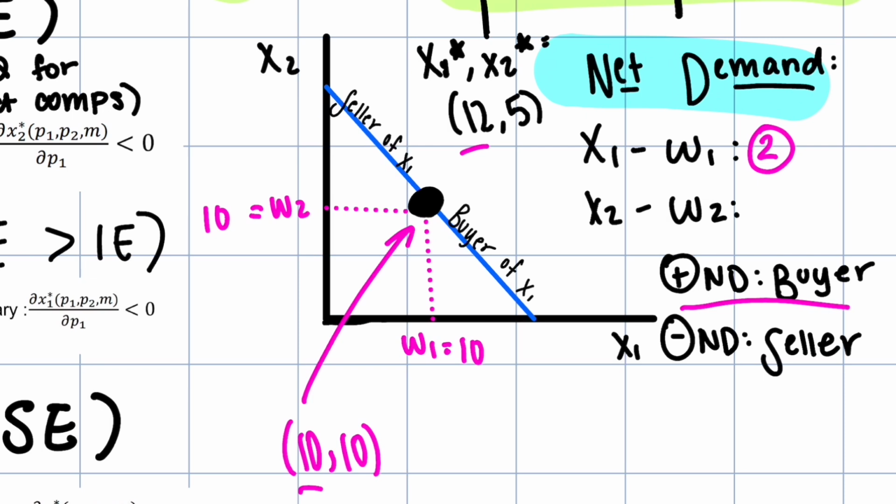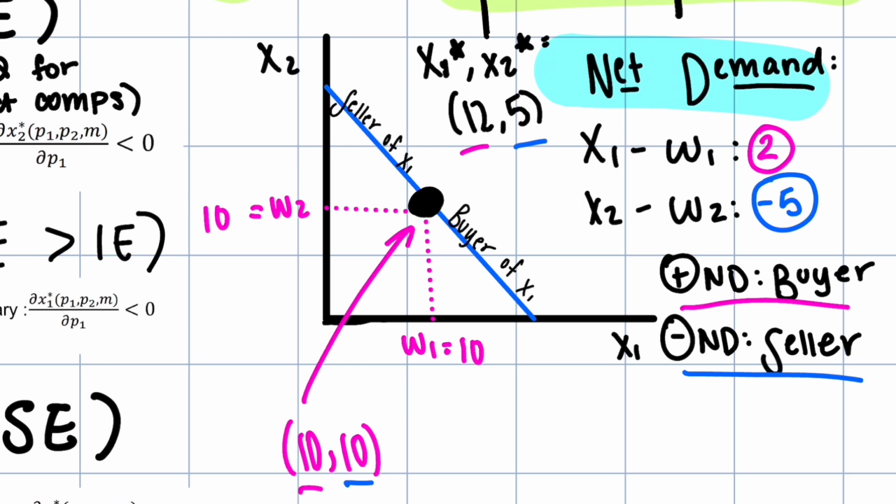Then if we calculate the net demand of x2, we would have this 5 minus this 10. So we would have a net demand of negative 5. Since we have a negative net demand, we are a seller. We have more than we want. We only want 5. So we have 5 left over that we can go and sell and get rid of, make money off of. So that's the idea of buyer and seller.